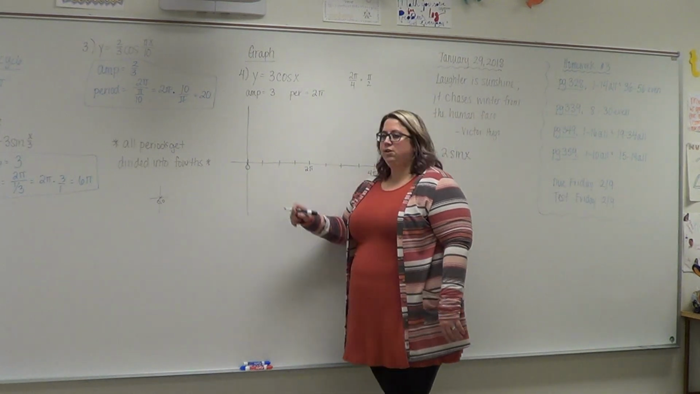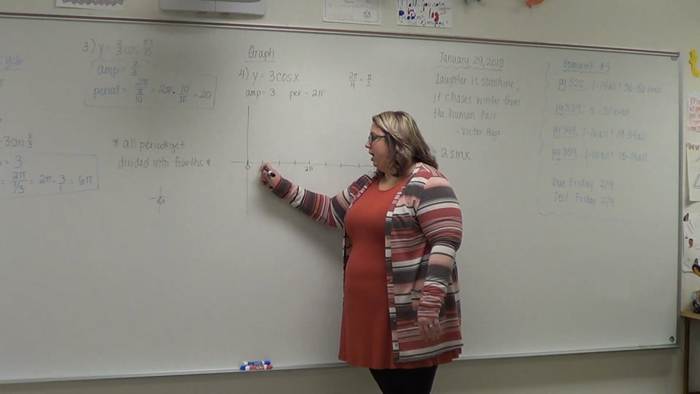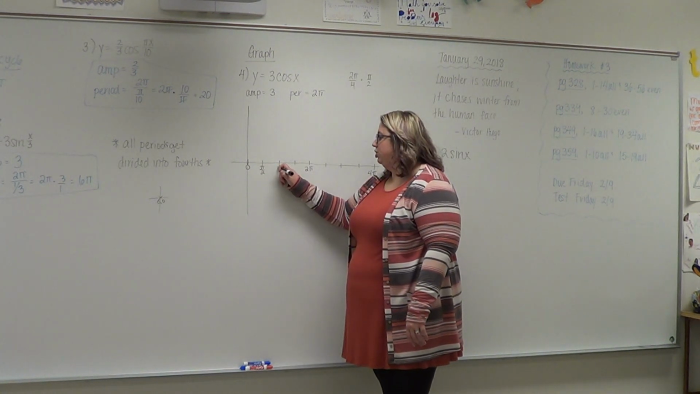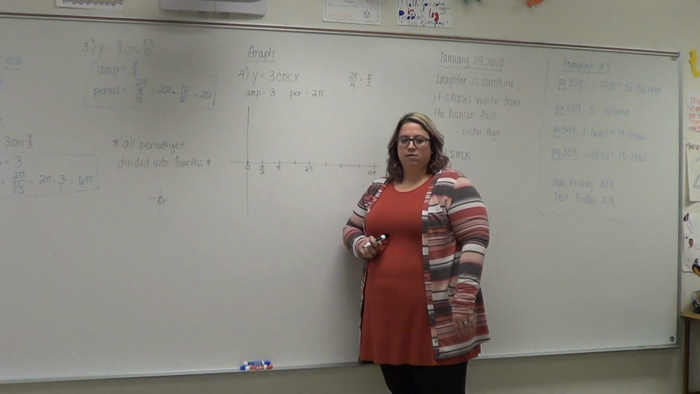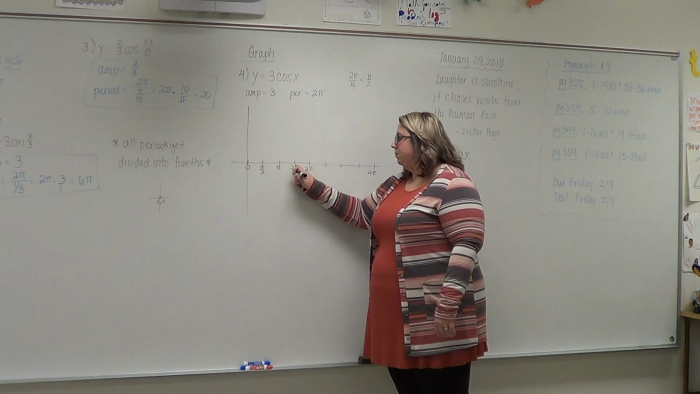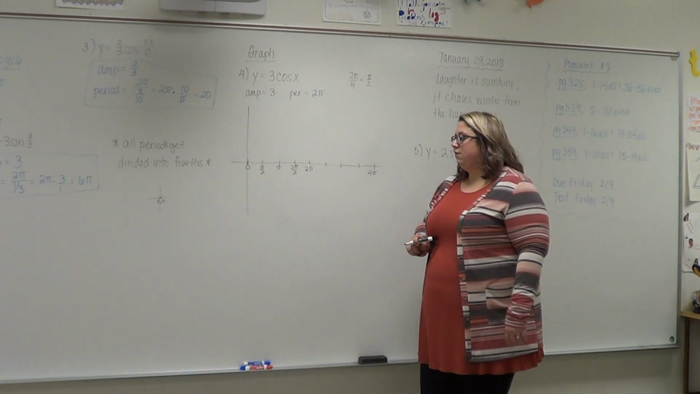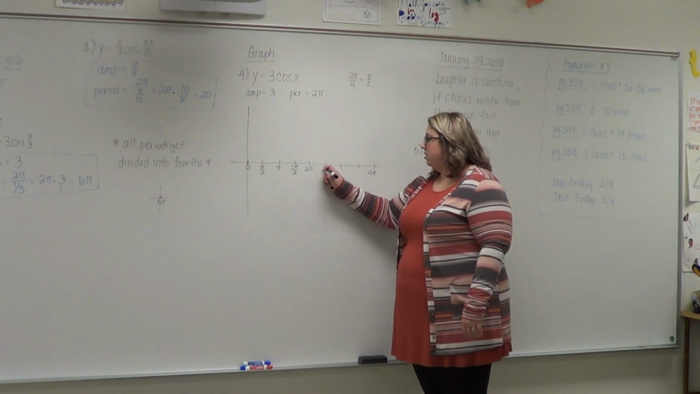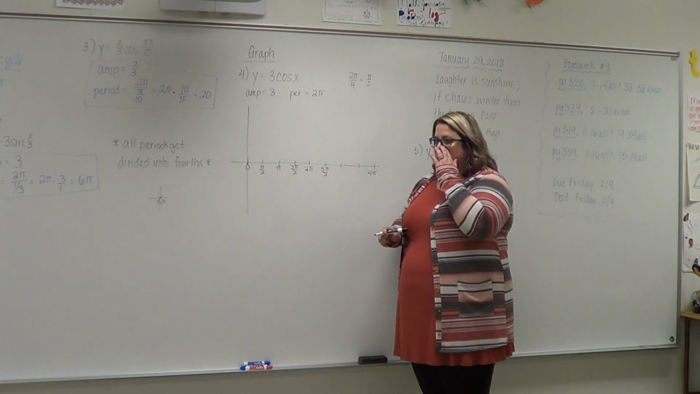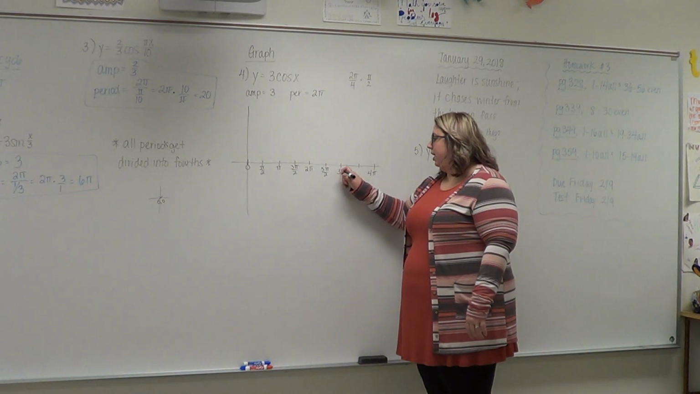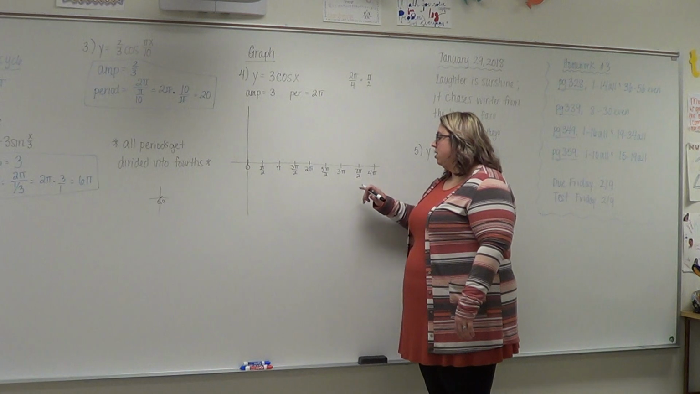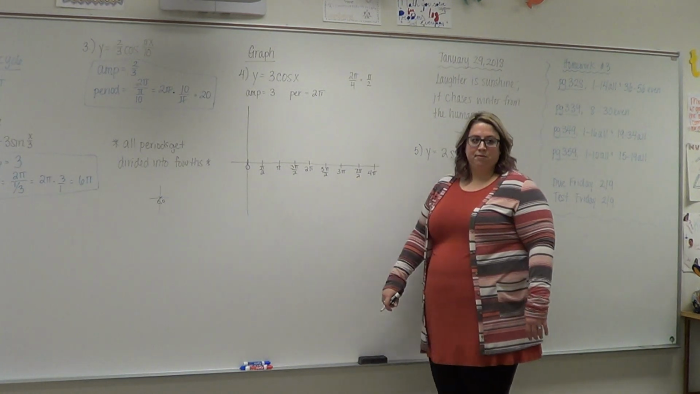So I start at 0, then I would be at pi over 2, then at 2 pi over 2, which is pi, then at 3 pi over 2, then 4 pi over 2, which is 2 pi, then I have 5 pi over 2, 6 pi over 2, which is 3 pi, and then 7 pi over 2, and then 8 pi over 2 is 4 pi.